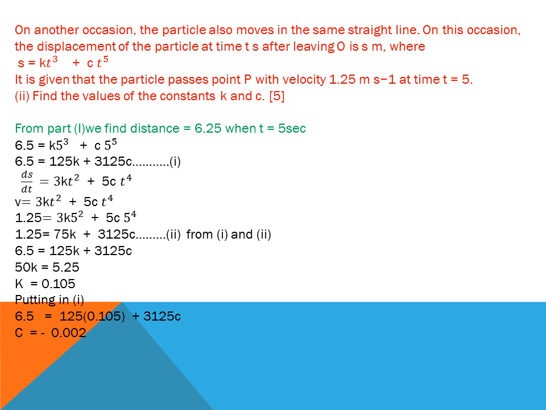Question number 5. A ring P is threaded on a fixed smooth horizontal rod AB. Three horizontal forces of magnitude 4.5 Newtons, 7.5 Newtons and F Newtons act on P, as shown in the diagram. Given that the three forces are in equilibrium, find the values of F and theta.